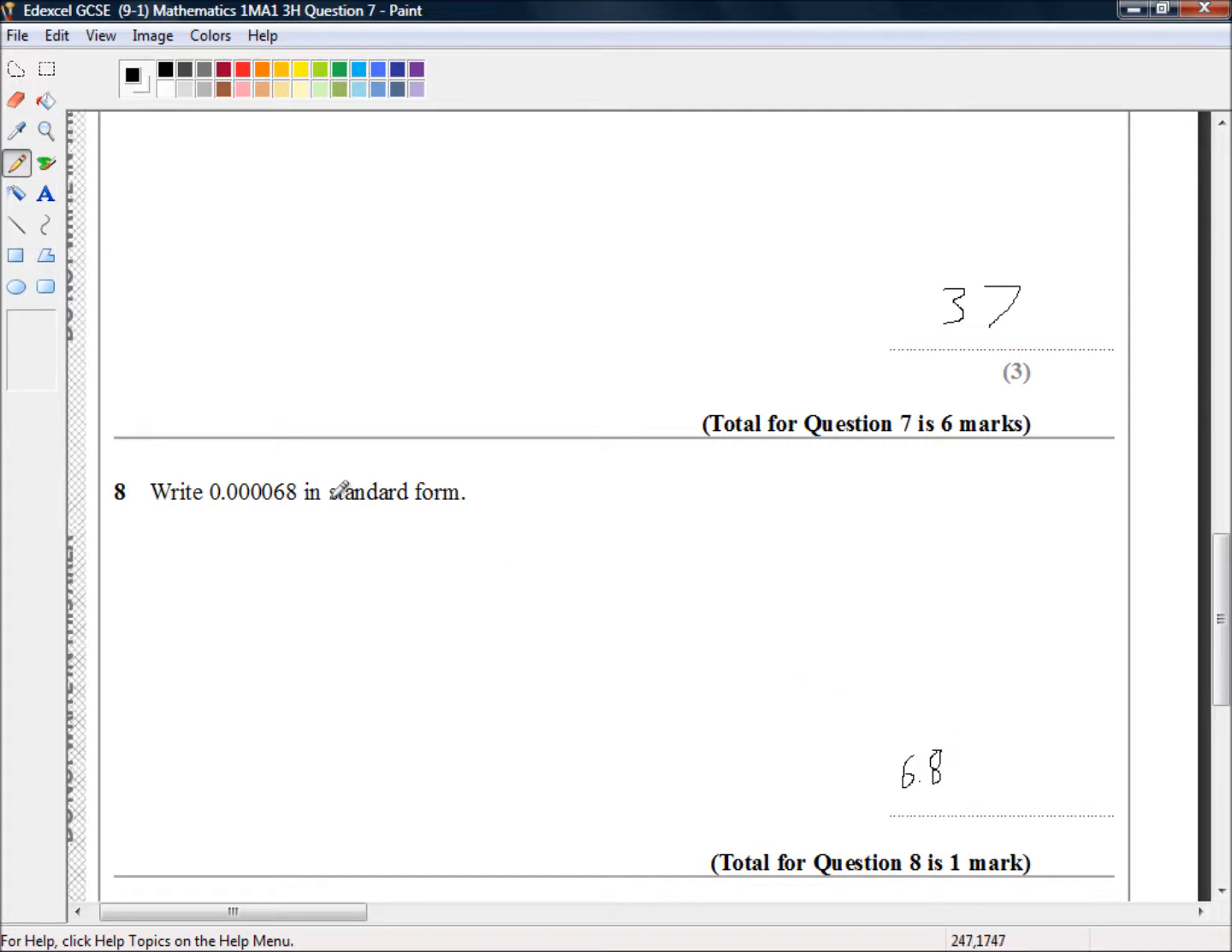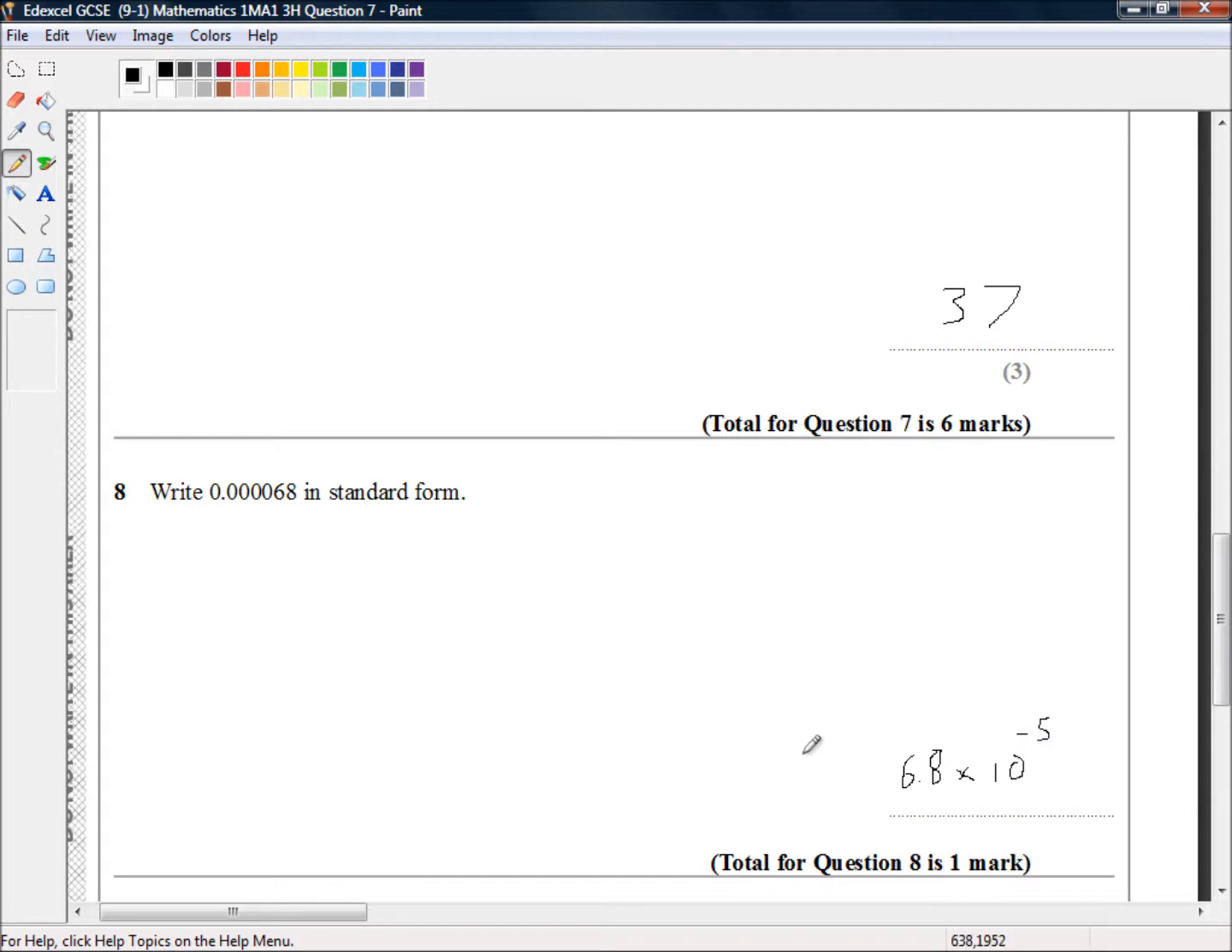And now what have we got to do to this number to turn it into 6.8? So we've got to move the decimal point 1, 2, 3, 4, 5 places to the right. In other words, we've got to multiply by 10 to the power 5. So if this number is 6.8, in order to get back to this number, we've got to multiply by 10 to the power minus 5.